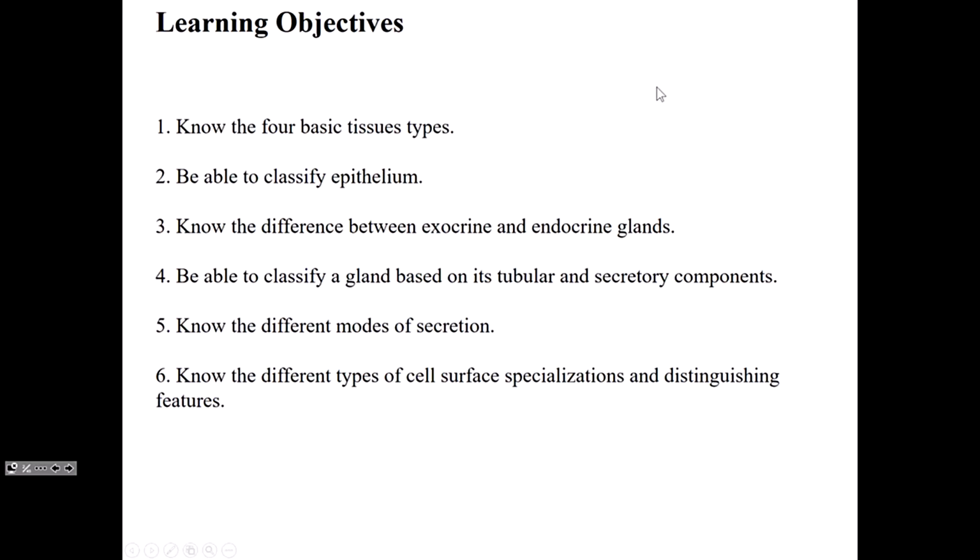So here are some objectives for you. Know the four basic tissue types, I just listed them. Be able to classify epithelium. You will be examined on classification of epithelium. Know the difference between an exocrine and an endocrine gland. Be able to classify a gland based upon tubular and secretory components. We're going to go over that in some detail. Know the different modes of secretion. We're going to discuss that. And know the different types of cell surface specializations and distinguishing features like microvilli, cilia, things like that, which we will see some of today, more of on Wednesday.